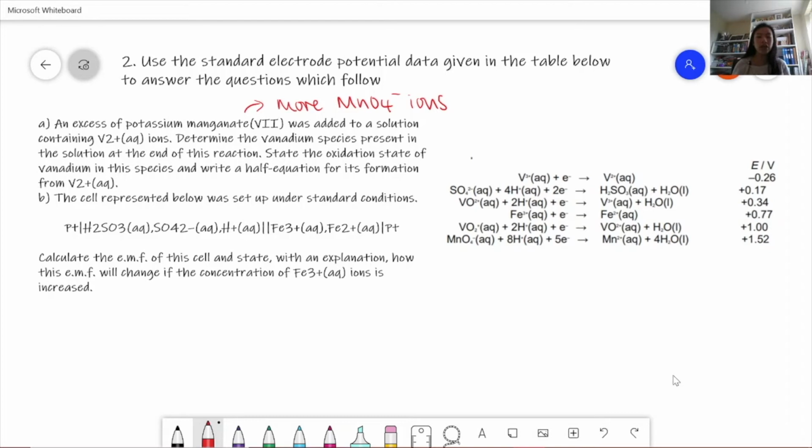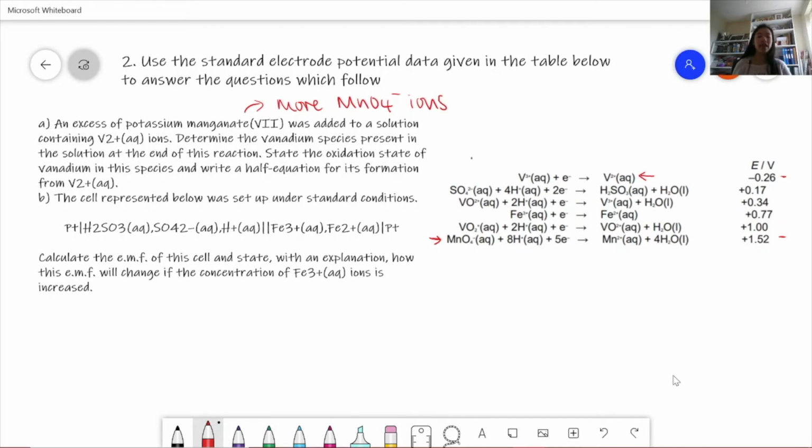And so we can see in this equation here that we would have more of these MnO4- ions. And so if we have this connected up to this V2+, if we have these 2 half cells connected up, because the V2+/V3+ half cell has a more negative standard electrode potential, this -0.26 compared to this 1.52, that means that the V2+/V3+ half cell would reduce the MnO4-/Mn2+ half cell.